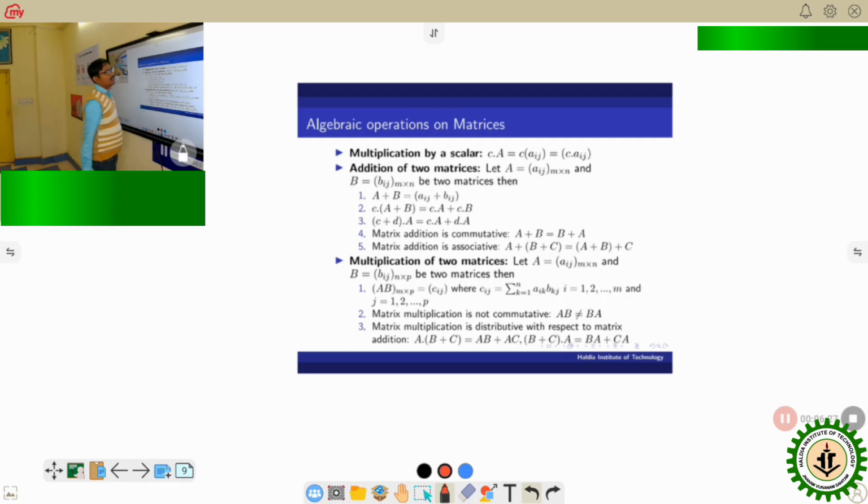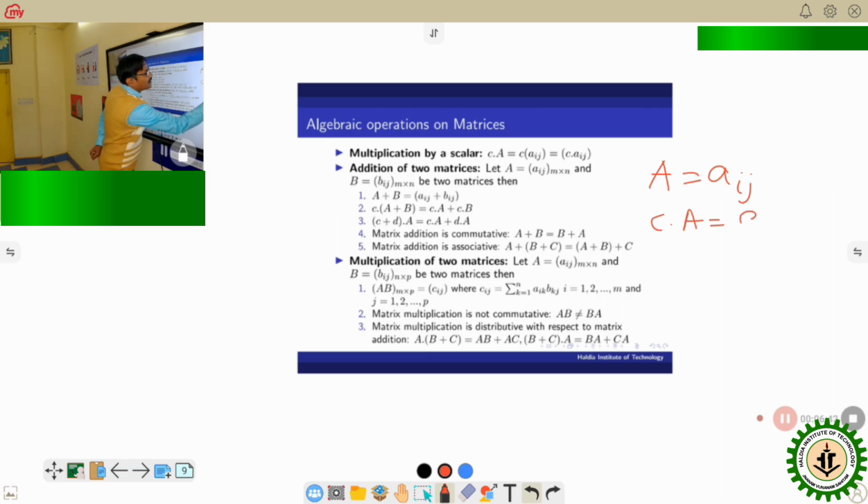What is the multiplication of a scalar with a matrix? Any matrix A, we generally denote as A_ij. So if a matrix A is multiplied by a constant C, that means what is C into A?